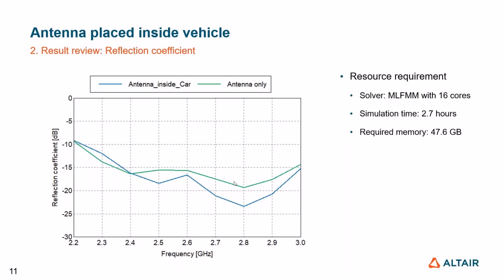Similarly, MLFMM with 16 cores was used for this simulation. It takes 2.7 hours, which is longer than the previous simulation, the antenna on the car, due to the cavity-like vehicle structure, and the memory requirement was 47.6 gigabytes. The reflection coefficient comparison showed there's not much change in the antenna matching characteristic.